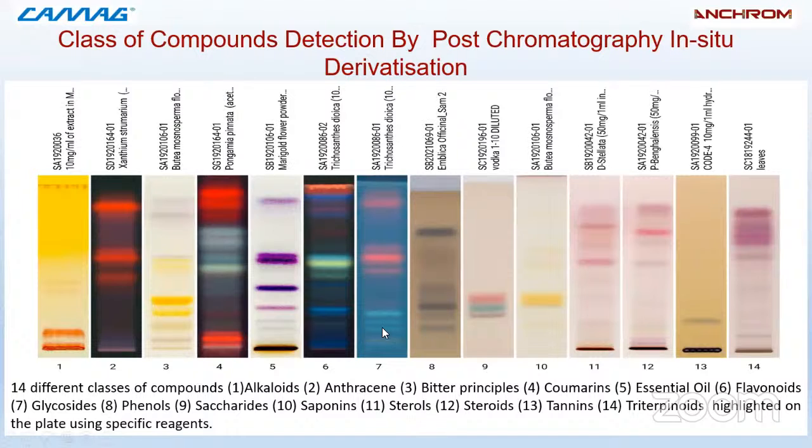For example, we have Dragendorff reagent, which is used only for identification of alkaloids. We have NP reagent, natural product reagent, which is used for identification and analysis of flavonoids only. This is how you can go for many different classes of compounds by using this derivatization process.